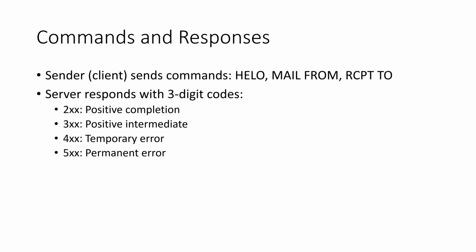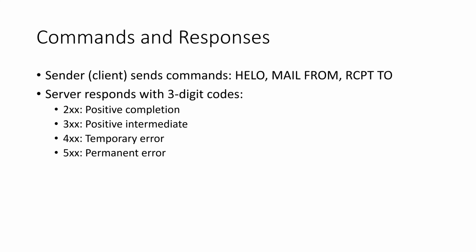SMTP communication involves a series of command-response exchanges. The sender sends commands like HELO to initiate, MAIL FROM to declare the sender, and RCPT TO to declare the recipient. For each command, the server replies with a 3-digit status code where the first digit indicates the general type of response. Any code starting with 2 means positive completion. The request was successfully processed.